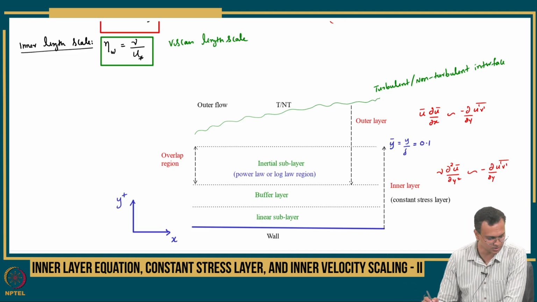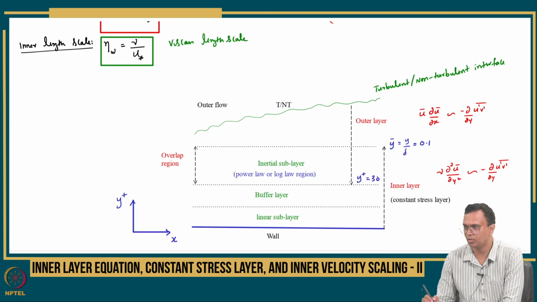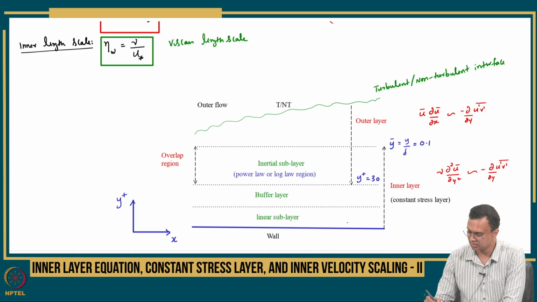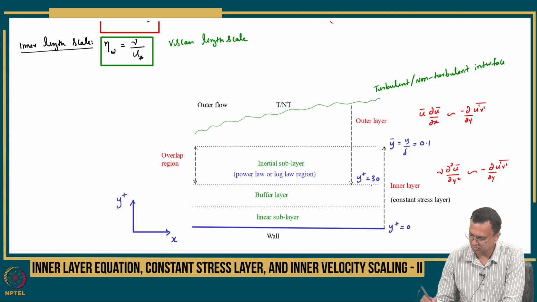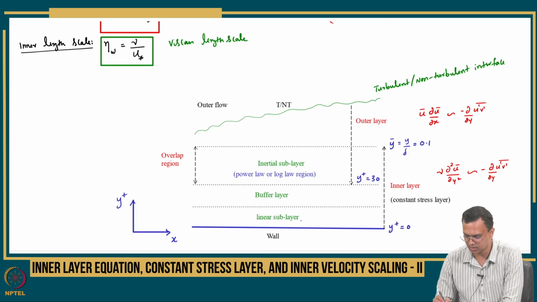So this is the cutoff for this one, and of course the outer layer also ceases to be dominant when it approaches this particular zone, where that value we define as y plus equal to 30. Now I am using the inner coordinate y plus, not y bar, because I am inside the inner layer. So y plus 30 is when the outer layer is not so dominant. So in between y plus equal to 0 and y plus equal to 30, you have two layers. One is called a buffer layer, the other one is called a linear sublayer.